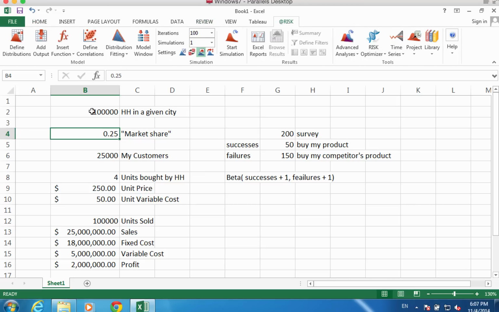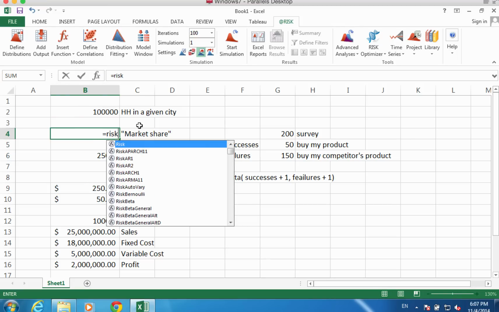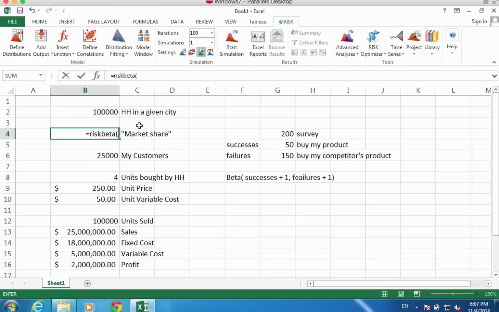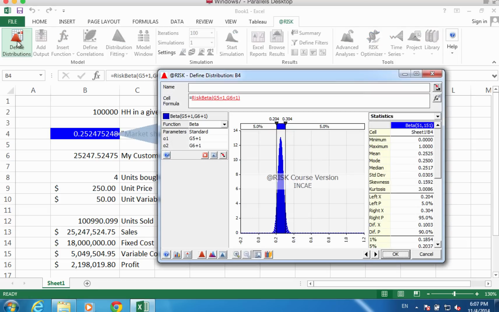So let me try it. So let's go to @RISK, and let's say market share. Let's define a distribution, so I can write it, RiskBeta. And the first parameter is going to be successes plus one, failures plus one, and I'll close. And I'll show you that distribution. So the mean of that distribution is 25. So let me show you the distribution. See, I have the mean, 25, but there's some dispersion around that mean. See, the standard deviation is 3%. The minimum and maximum can be 0 or 1, but once we simulate, you'll see that it's very difficult that I get to 0 or to 1. Okay, so this is my random variable.